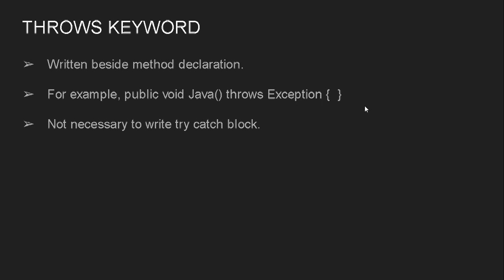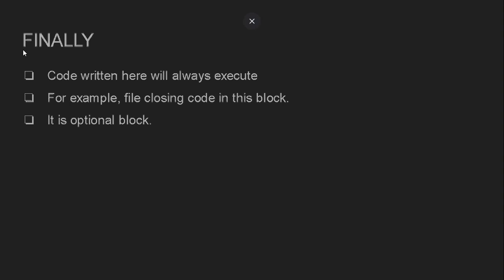Then after that we have the finally keyword. The code which I'm writing inside the finally keyword is always going to get executed no matter what. As I told you earlier, whether the method is going to throw an exception or not, the compiler or the program is not going to consider that. It is always going to execute the code which is written inside the finally block.